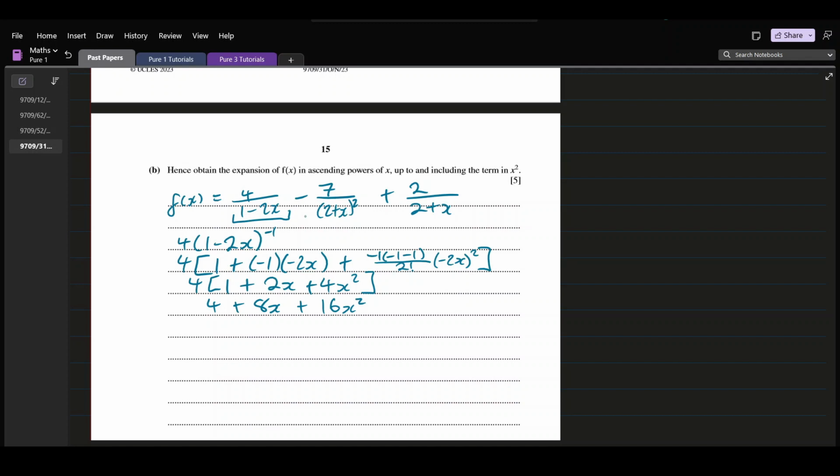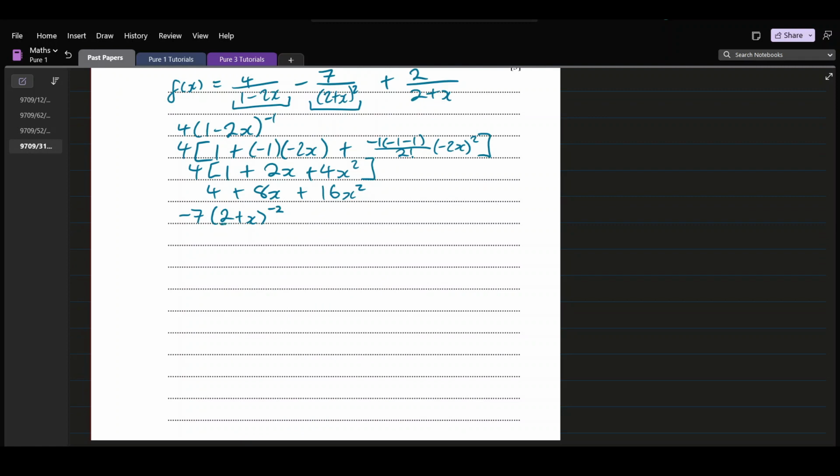Now let's move on to the second term. So that's negative 7. And if we bring the bracket to the top, that becomes 2 plus x to the negative 2. Notice that we have a 2 over here. For us to be able to expand, that needs to be a 1. So let's factor out the 2. So that becomes 2, open brackets, 1 plus x over 2, and this is all to the power negative 2. If we distribute the power negative 2, this becomes 2 to the negative 2, and then we have a bracket, 1 plus x over 2 to the negative 2.